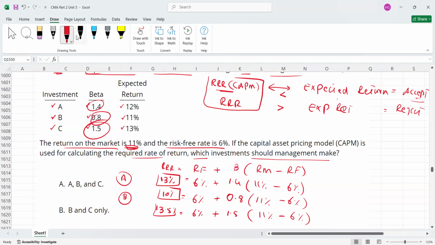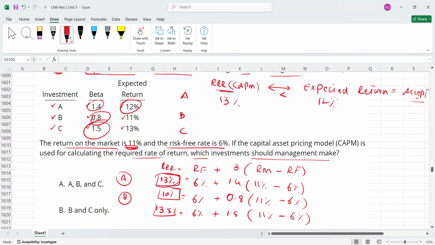Now we will compare with the expected return. So just place the information for stock A, B, and then C. For A, the required rate of return is 13% and the expected return is 12%. Then for stock B, the required rate of return is 10% and the expected return is 11%. Then for C, the required return is 13.5% and the expected return is 13% here.